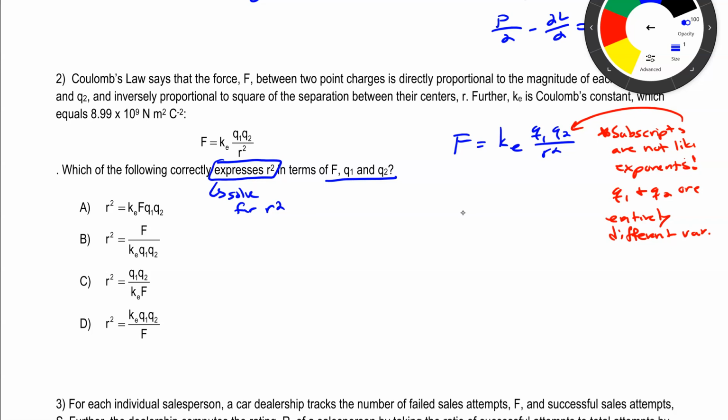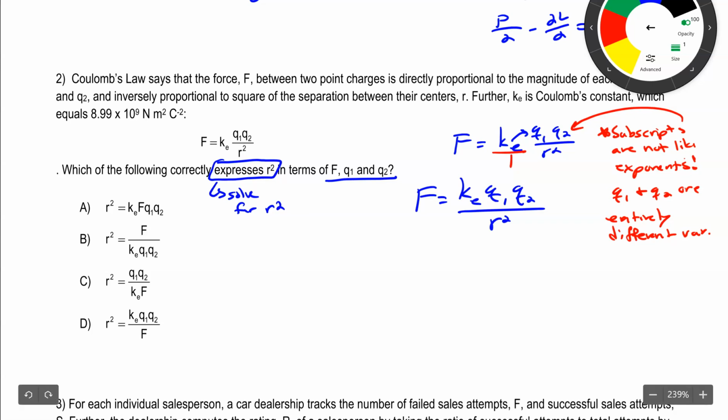Now, this k out front really just gets multiplied to the top. So F equals k_e q1 q2 over r squared, okay? And again, maybe I should go back and describe why that happens. k_e is really k_e over 1. And when you multiply fractions, you just multiply the numerators, multiply the denominators.